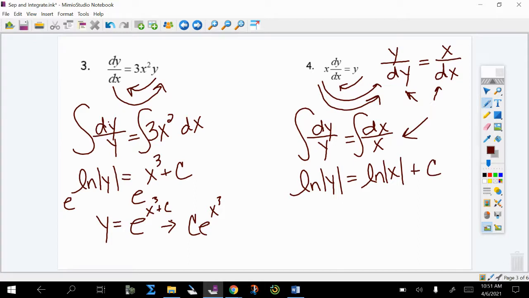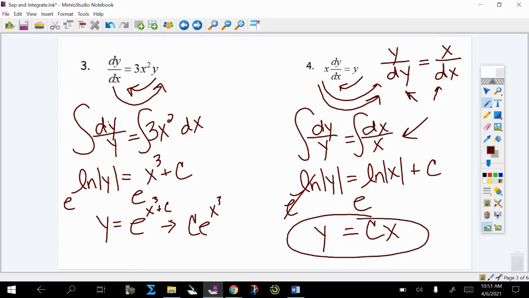When you exponentiate, here's what's going to happen. That's going to cancel. You're going to have e to the natural log of x times e to the c. E to the c is just a constant, and then e to the natural log of x is just x. This actually gives you one of the most simplistic separated solutions that you'll run into.